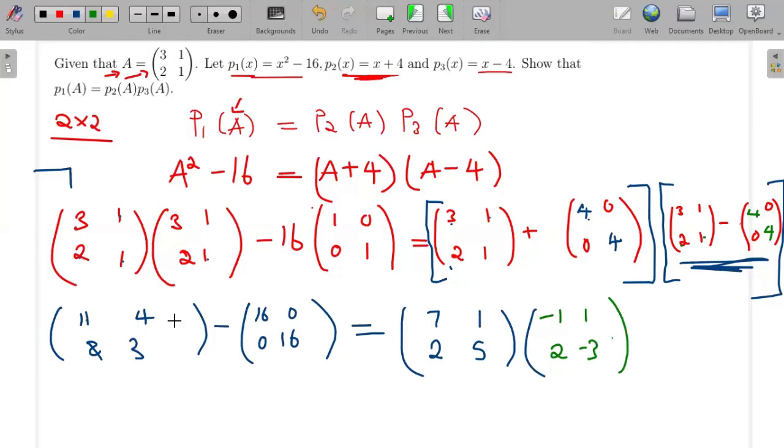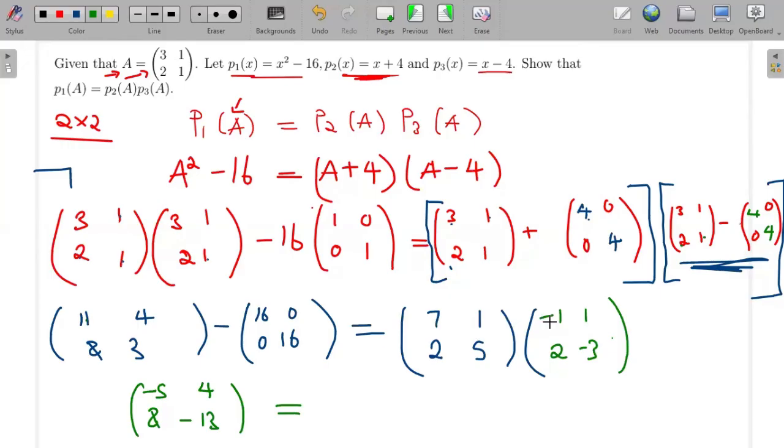So here it will be 11, okay, minus 16. So 11 minus 16, it gives me a minus 5. 4 minus 0, that's still 4. 8 minus 0, that's 8. And then 3 minus 16, that is minus 13. So this should be equal to, here I'm multiplying.